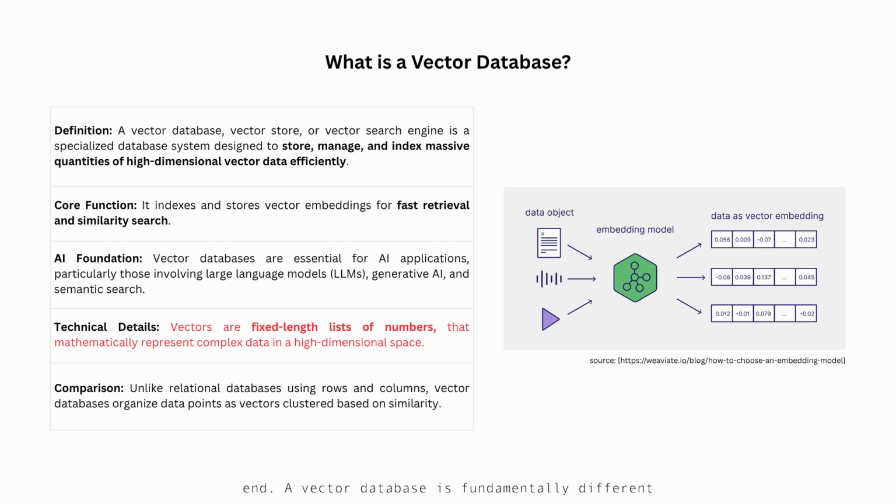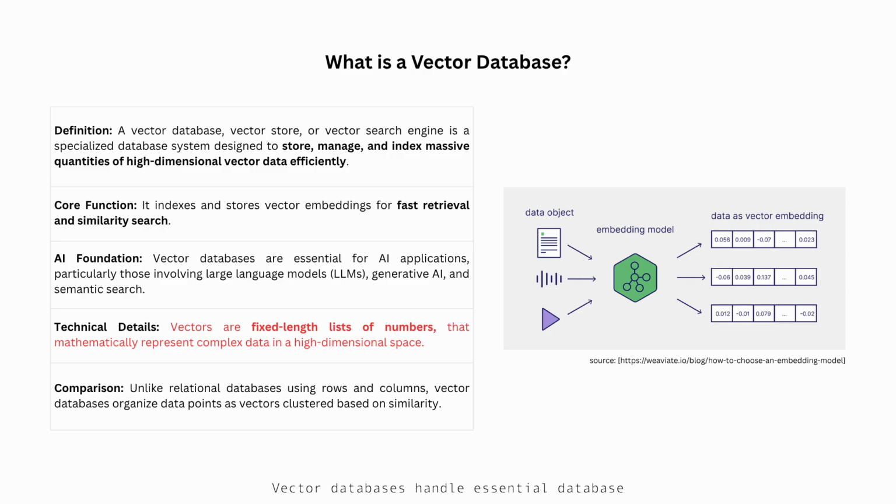A vector database is fundamentally different from the SQL or NoSQL databases we have used for decades. At its heart, it's a database engineered specifically to handle vectors. These vectors are simply fixed length lists of numbers that capture the meaning or context of complex objects, whether that's a sentence, an image, or an entire document.